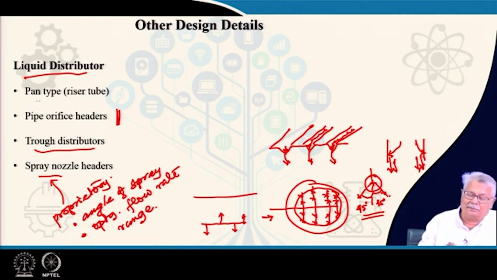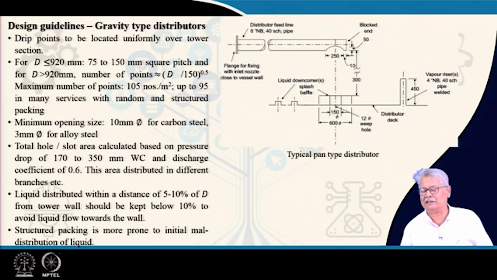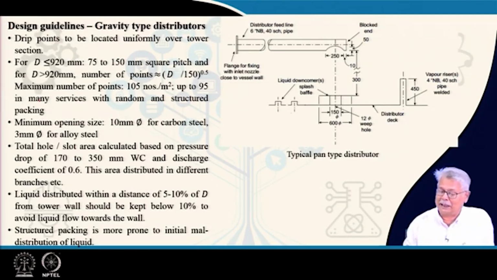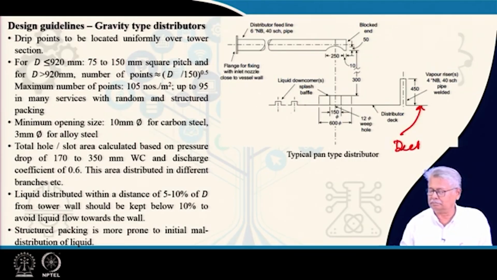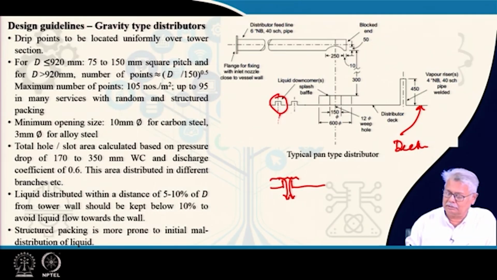Now, you have a pan type with a riser tube. This is something which we have discussed earlier, and this is the simplest type of distributor which you use, and what you have here is a pan deck. Basically, this is your deck with liquid downcomer. That means, on the deck you will have a liquid, and the liquid will flow through these. So, this is the same thing here.